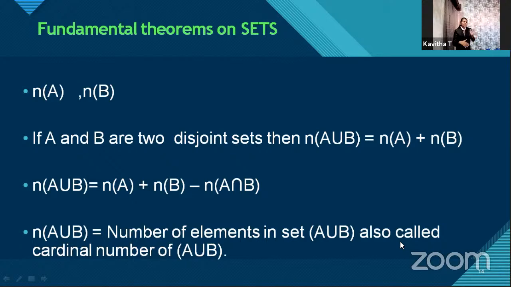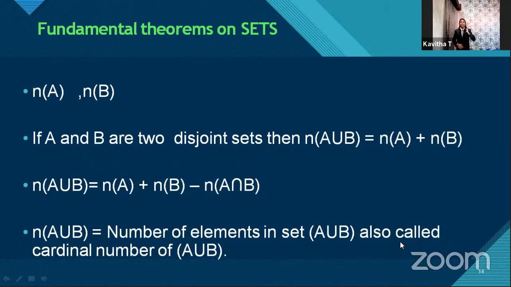3. In the same way, we take 3, 4, 5. So what is the cardinality of B? 3. If A and B are two disjoint sets, then the number of A union B is equal to number of A plus number of B. It is an example. These are the theorems. Next, the third one: the number of A union B is equal to number of A plus number of B minus number of A intersection B.